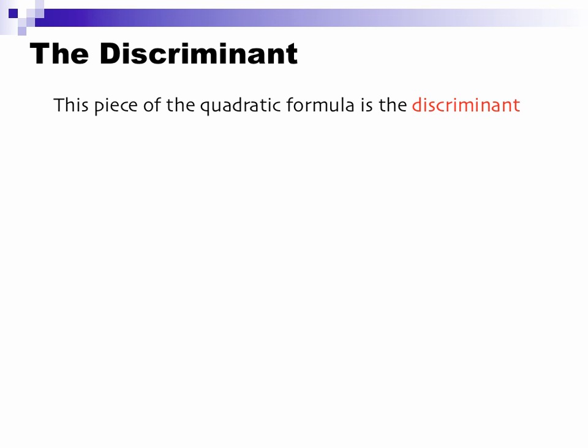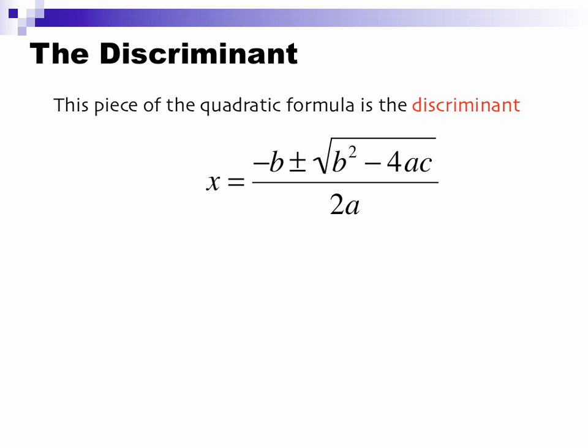One particular piece of the quadratic formula can give us a lot of information about the solutions to an equation. If we look at the quadratic formula, x equals negative b plus or minus the square root of b squared minus 4ac all over 2a. This chunk that sits underneath the radical sign, the b squared minus 4ac, is called the discriminant.